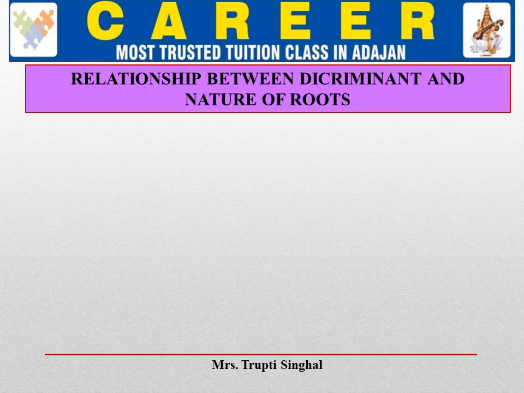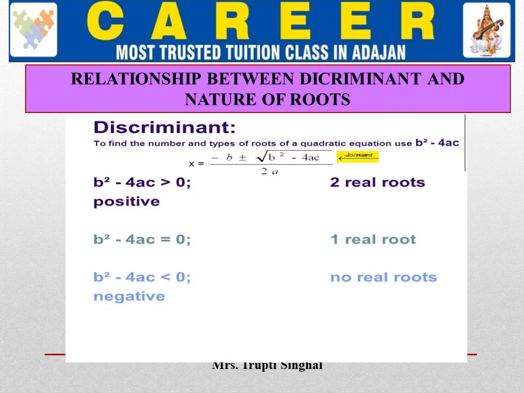Now, the relationship between the discriminant and the nature of roots. This is also a very important part of chapter 4, discriminant and nature of roots. As we saw earlier, what is the discriminant? The discriminant is nothing but b square minus 4ac. It is a part of the quadratic formula, and without it we can't find the roots of the equation. That means it helps us to find the roots.